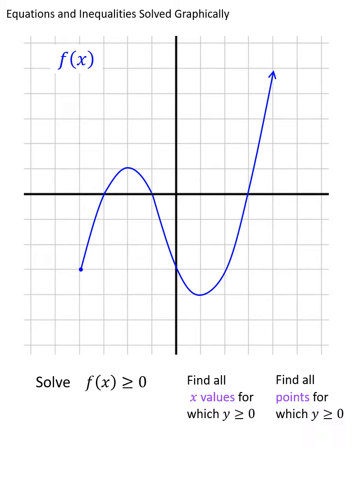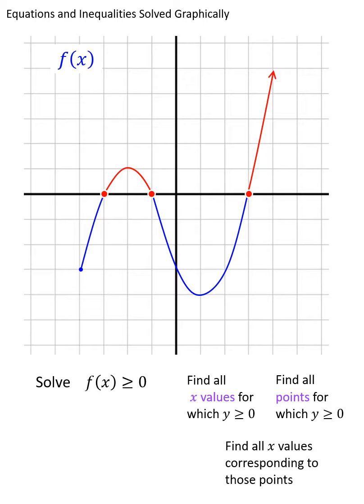To do that, I should find all the points that have a y coordinate greater than or equal to 0. And when I say find the points, I mean find them physically on the graph or identify them. Well, you can see that all these points in red, including the ones on the x-axis, notice the solid dots. All these points in red, all infinitely many of them, have the property that their y coordinate is greater than or equal to 0.